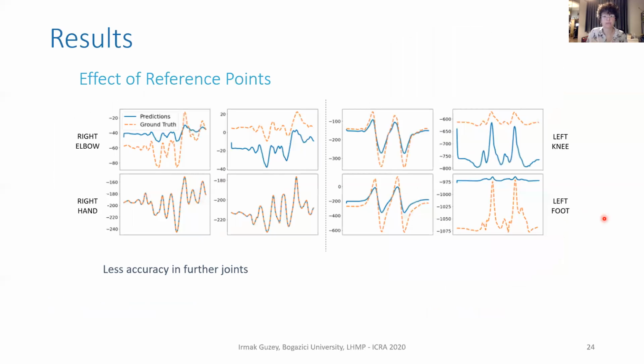To further investigate the results, here we show the predicted and ground truth positions of different joints through this trajectory, again with the right hand known. We can see right elbow and right hand joints on the left side and left knee and foot joints on the right side. The blue line represents the predictions and orange line represents the ground truth positions. And as we can see, while right elbow's predictions are around 20 millimeters far from the ground truth, left knee and foot joints' predictions are about 100 to 200 millimeters far. And with this, we can say that less accuracy is observed in further joints.